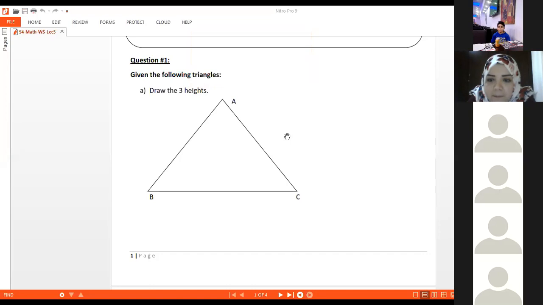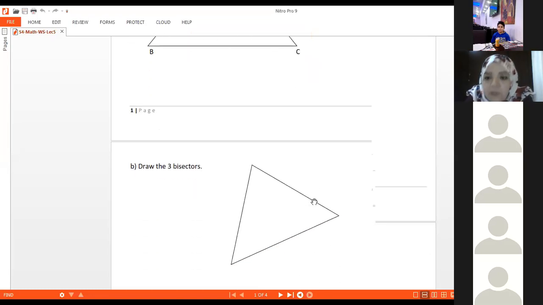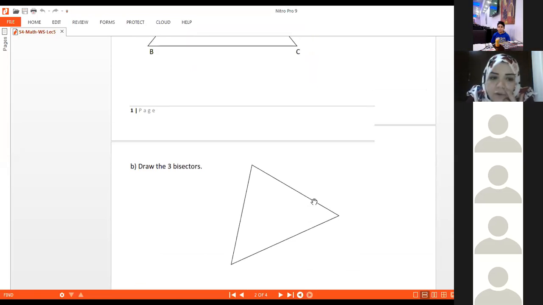Do you agree? Yes. Very good. Now, to draw the three bisectors, what do I use? A protractor. Very good. So we use a protractor to draw the three bisectors. If the three bisectors don't meet at a point, that means you drew something wrong, okay? Pay attention. How can you make sure that your drawing is correct? The three lines should pass through the same point. Do you agree?